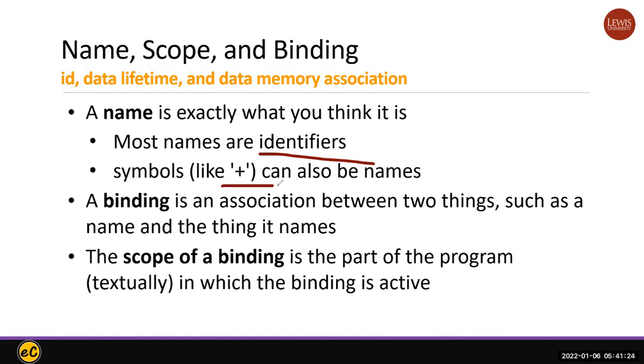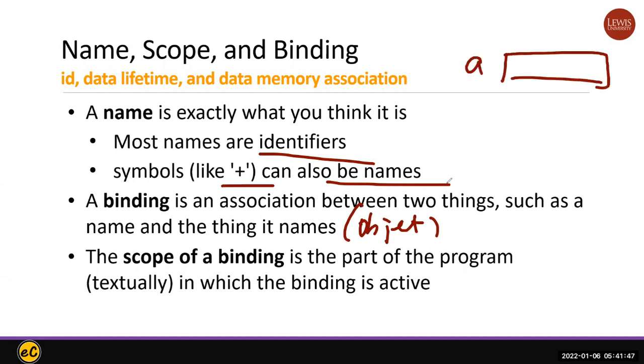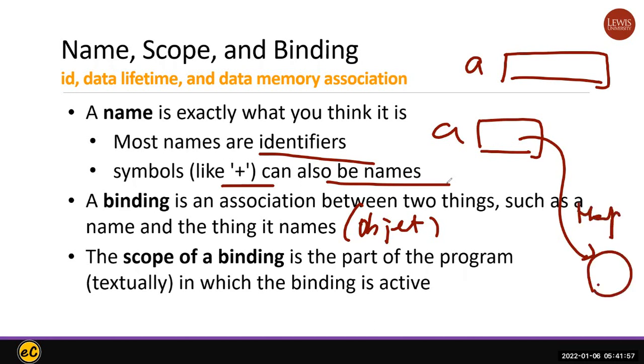A symbol like plus can also be a name. You can think about it as the name of the operator. So binding is an association of two things: the name and the thing that you name. We call this one the object, okay? If you are a primitive variable, it is the memory location we are talking about. If you are an object, you are talking about the object you associate with in the heap. Okay, so these are bindings. And then the scope of the binding is the part of the program in which the binding is active. So we talk about it as the lifetime of the binding. We call it scope.